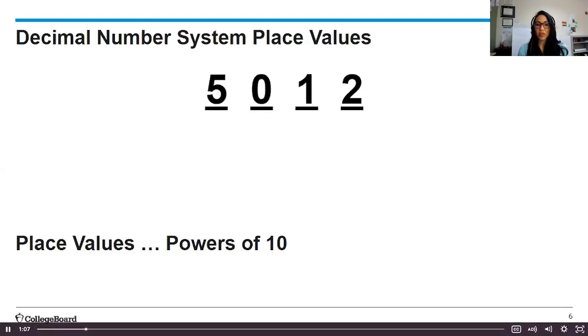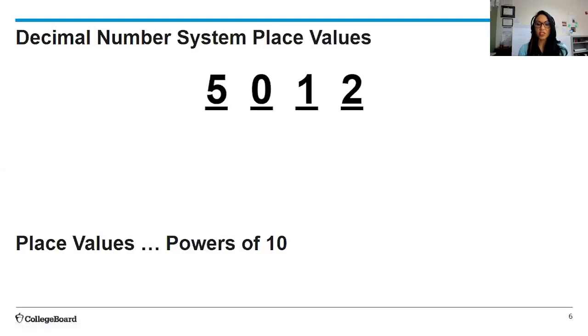What is the place value of the first place where the 2 is, all the way on the right? I didn't hear you. Good, the ones place. So we always start with the ones place. What's the next place value where the 1 is? The tens place. And the next place value? Hundreds place, and that last place value where the 5 is, the thousands place. Awesome.